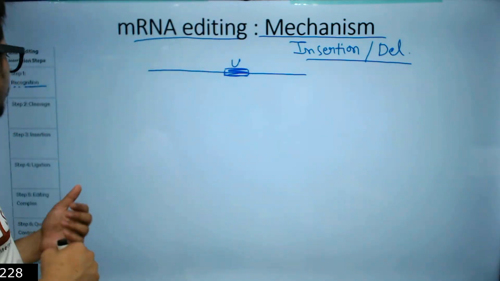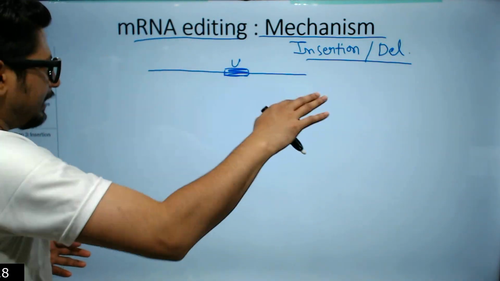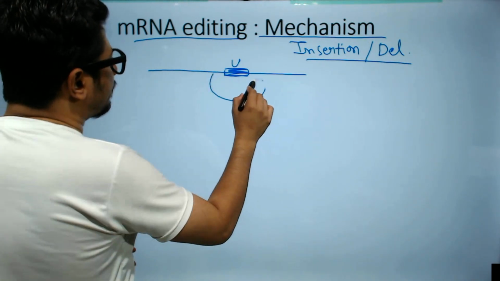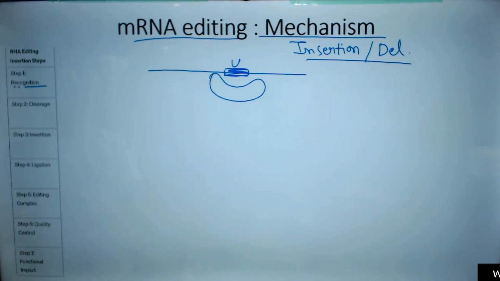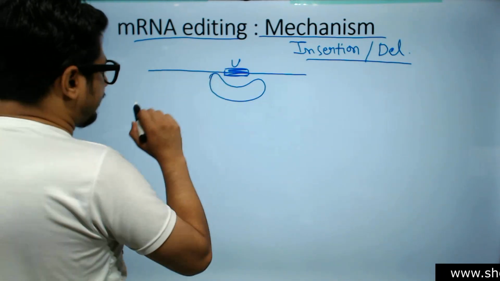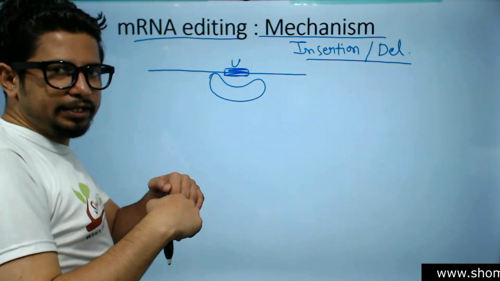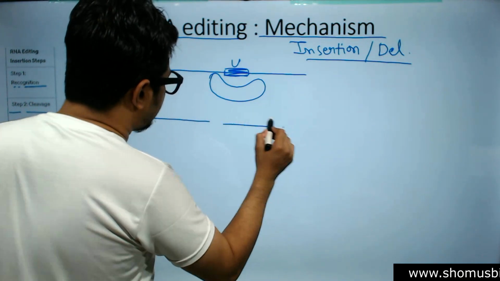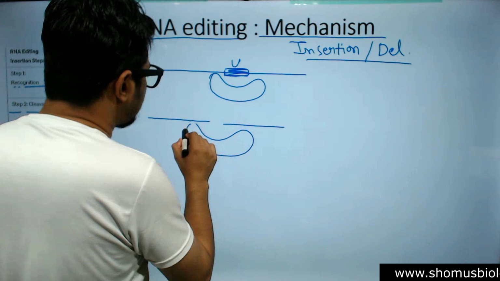But in the deletion process, in the simple case here, the RNA editing complex will simply be recruited here. Then comes the second stage, that is cleavage. We need to cleave this particular sequence in here, because in order to insert or delete a nucleotide, the existing strand must be cleaved. The strand gets cleaved out.